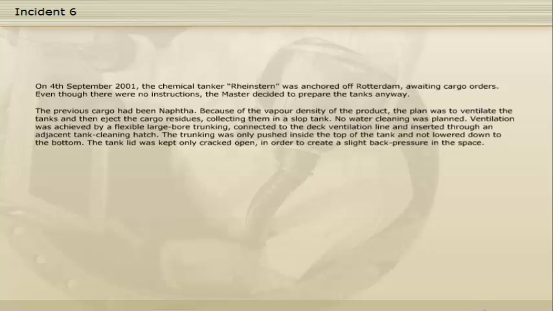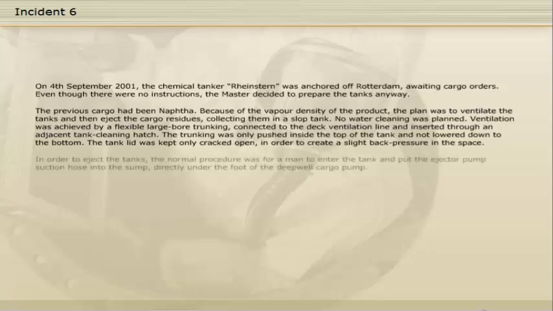Ventilation was achieved by a flexible large-bore trunking connected to the deck ventilation line and inserted through an adjacent tank cleaning hatch. The trunking was only pushed inside the top of the tank and not lowered down to the bottom. The tank lid was kept only cracked open in order to create a slight back pressure in the space. In order to eject the tanks, the normal procedure was for a man to enter the tank and put the ejector pump suction hose into the sump, directly under the foot of the deep well cargo pump.